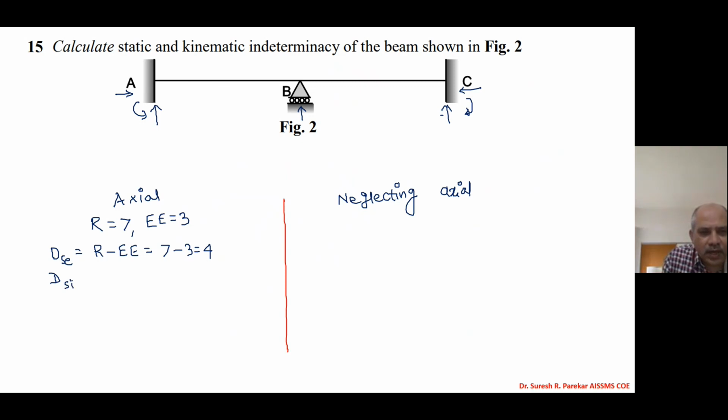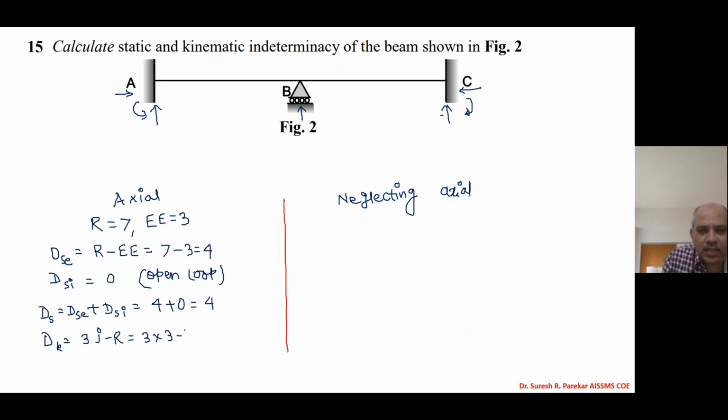For all beams, we have DSI 0 because we have open loop structure. And then we have DS equal to DSE plus DSI, and that is equal to 4 plus 0, which is 4. Now dk we have 3j minus r, and then we have 3 into 3 minus 7 equal to 2. Now we have this as theta b, and second we have delta h at b. So we have these two dk.